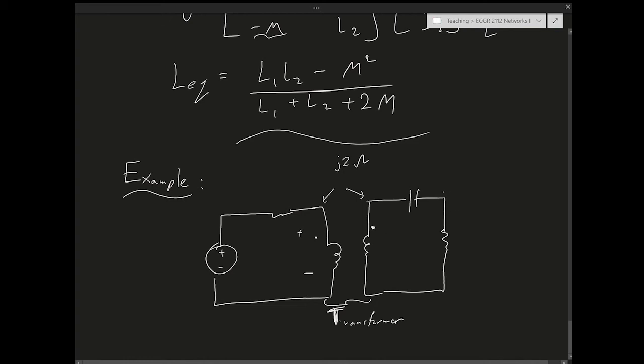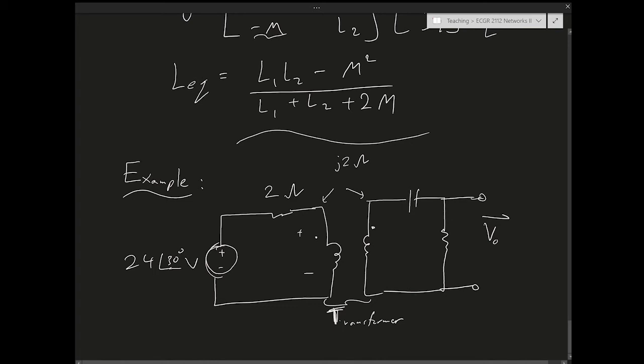The goal is now to find Vo here on the secondary circuit due to the input voltage here, which is 24∠30° volts. And I'm not giving you RMS here, so you don't need to assume that it's RMS.